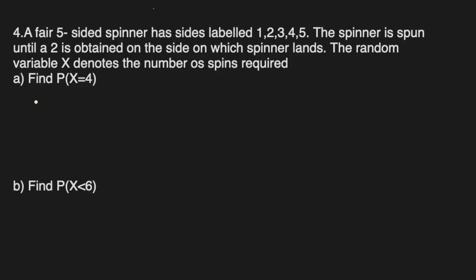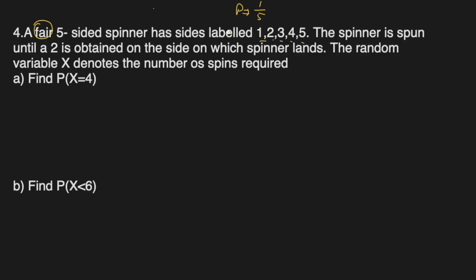That's it. Question number 4. A fair 5-sided spinner has sides labeled as 1, 2, 3, 4, 5. So it's 5-sided, 5 numbers, and it's fair. Fair means each one has same probability of 1 out of 5. That's the probability of each one of them.